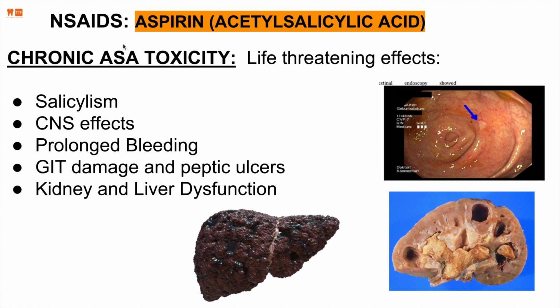In chronic aspirin toxicity, also known as salicylism, also life-threatening, we can see CNS effects, prolonged bleeding, so hematological effects prolonged. GI damage and peptic ulcers, this is an example of one. This is an endoscopy. Also kidney and liver dysfunction. This is our kidney damaged by the use of NSAIDs, and these are kidney issues shown in this photograph.